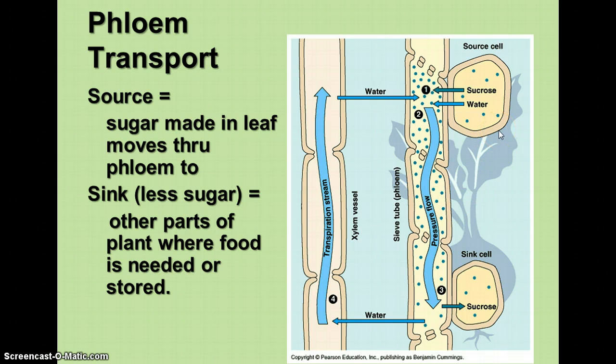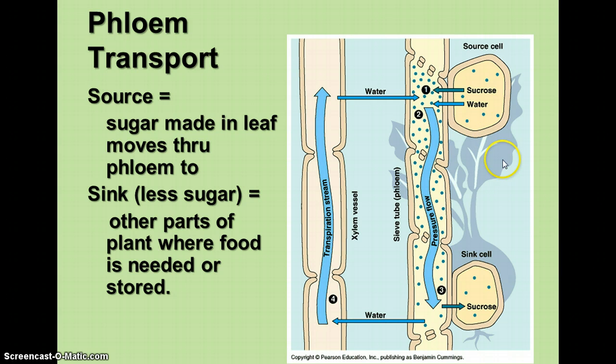Phloem transport travels from source to sink. The source is where the sugar is made in the leaf, and it moves through the phloem to the sink where there's less sugar. Again, still depending on diffusion to take care of these things, moving from high concentration to lower concentration. And so the sink is going to be the other parts of the plant where the food is needed or where it's stored.